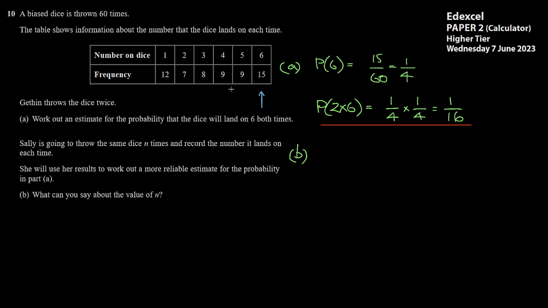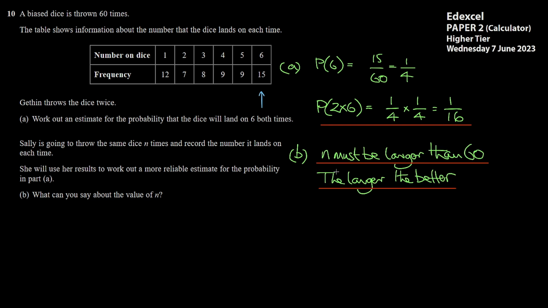Well, to significantly improve on this result, n should be as large as possible, but certainly it should be larger than 60, because the more times you throw this biased dice, the better this result will become. I can say that n must be larger than 60, and really the larger the better. And that will get you the 1 mark available in part B.